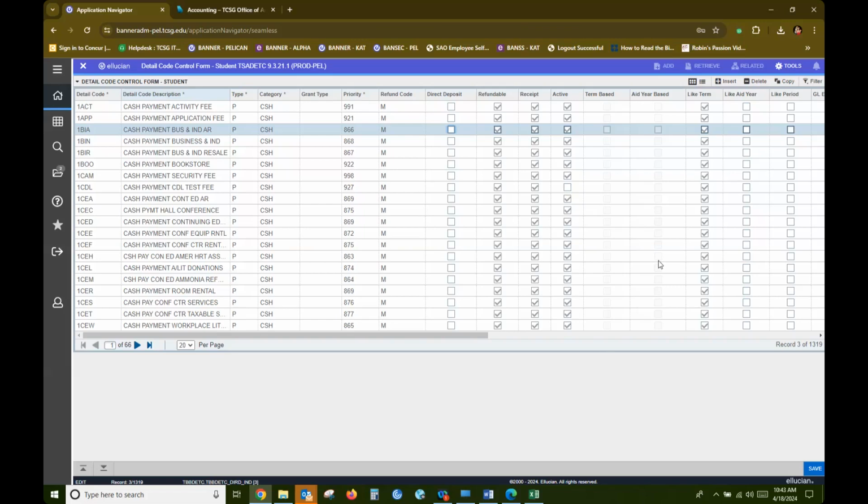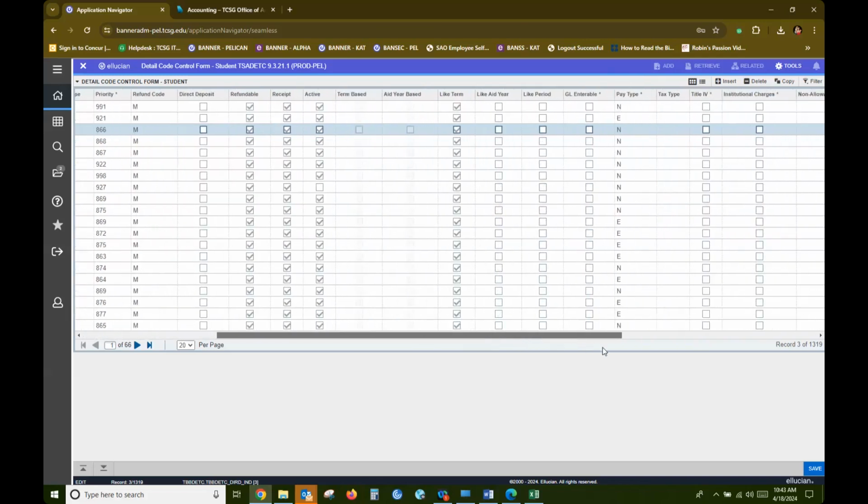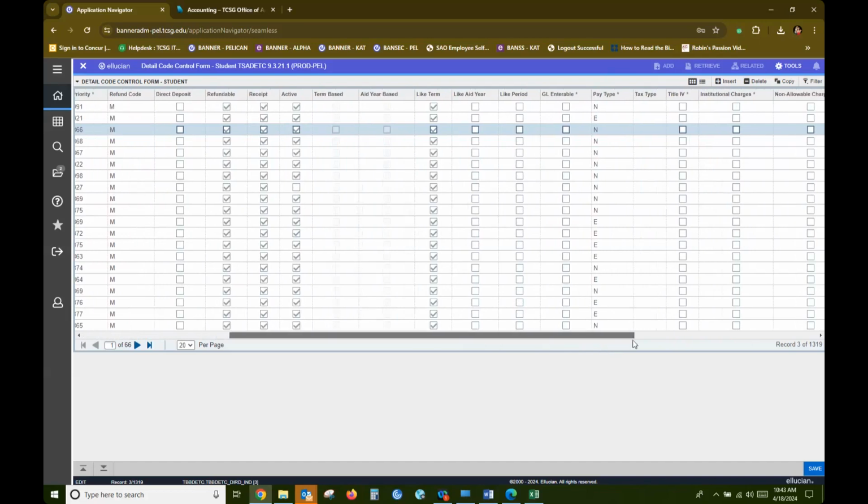Term-based and aid-year-based, I might know of 2 colleges that use this. Most colleges do not use term-based or aid-based information, so these should both be unchecked unless your college specifically does aid-based and term-based.